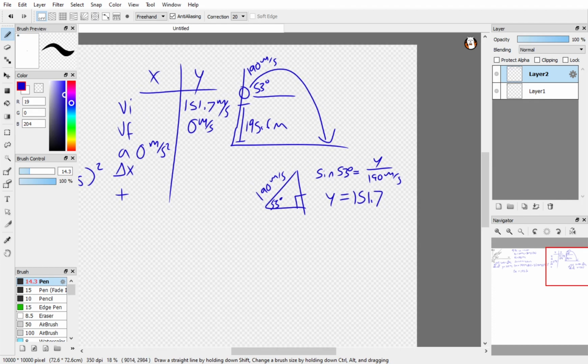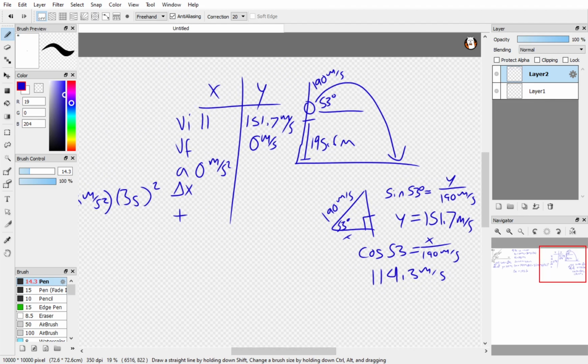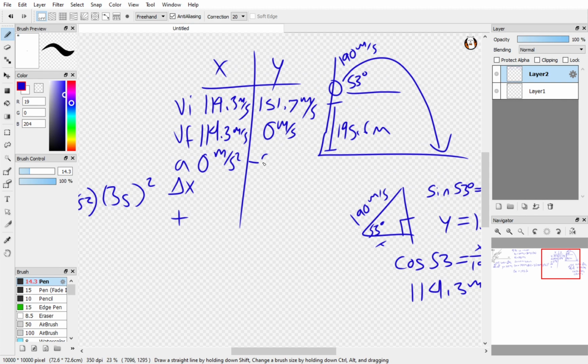So with that information, we are also going to solve for the x component of the velocity initial. So it would be cosine 53 equals x over 190 meters per second, and that would be equivalent to 114.3 meters per second. So now we know the velocity initial, and because it has an acceleration of 0, we can also say that the velocity final is also 114.3 meters per second. As well, we know the acceleration for y would be minus 9.8 meters per second squared.